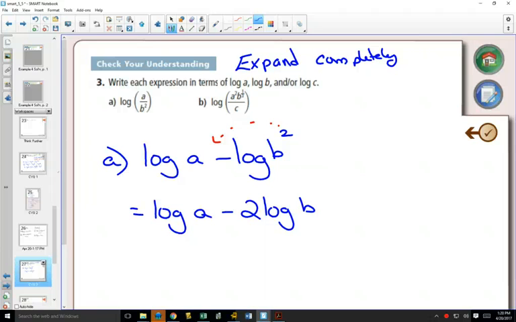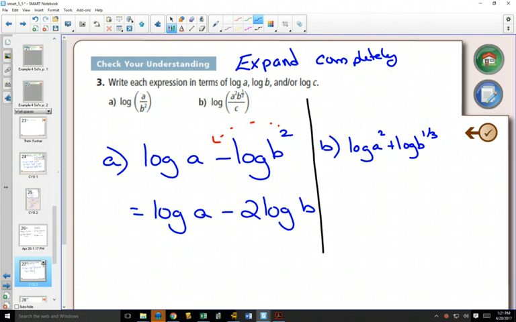So for the second one, do we have any multiplying and dividing? Yes. And this is where that shortcut that we developed in the last one comes in. We have 2 things multiplied in the top, only 1 thing on the bottom. Whatever's in your numerator will be added. So this will be log A squared plus log B to the 1/3, and then whatever's in your denominator will be subtracted, minus log C.